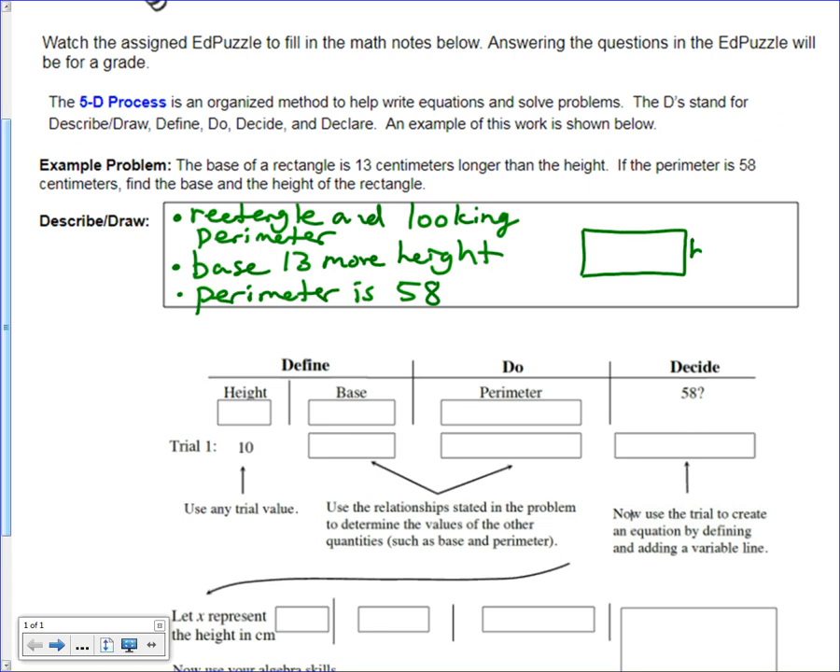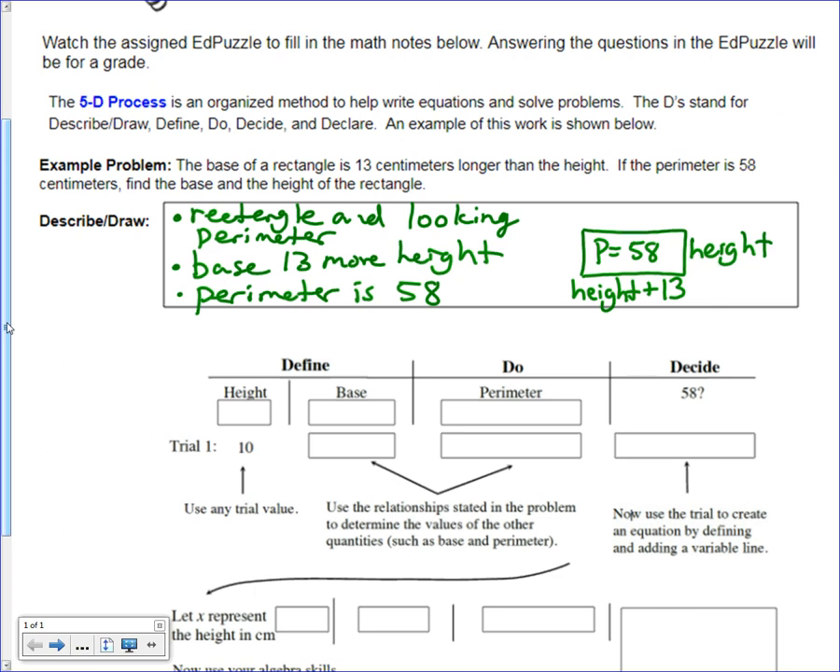We know that this is going to be our height. And then we know our height plus 13 is going to equal our base. And then in the middle, we can say, okay, I know the perimeter is 58. So it just gives me a visual of what I'm actually looking for. So then we go down to the table, and the table is where we start entering in some of our information.